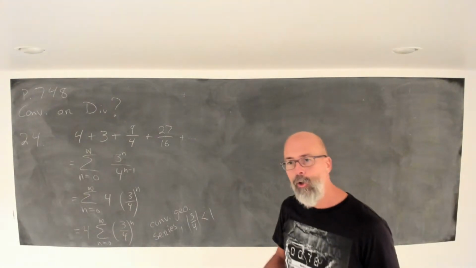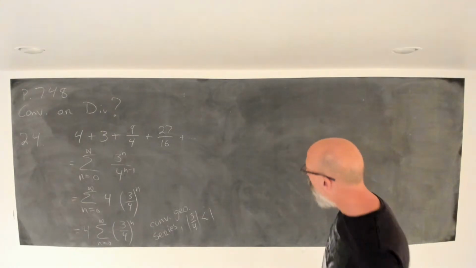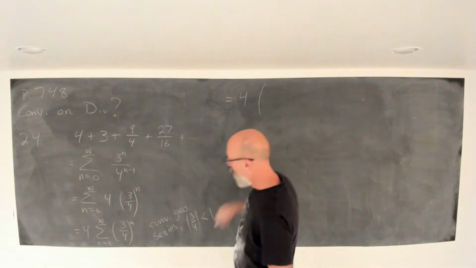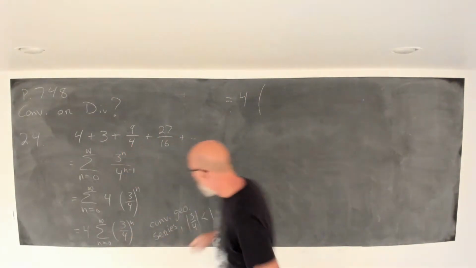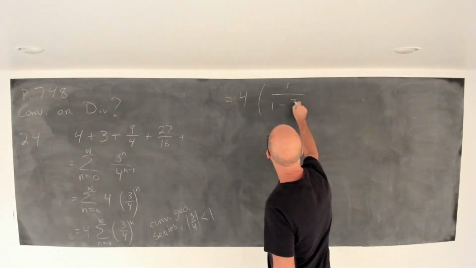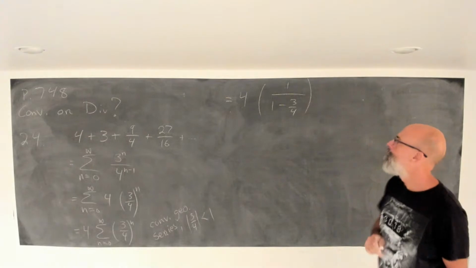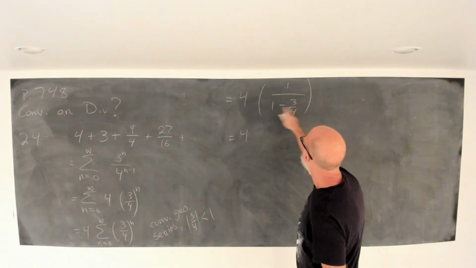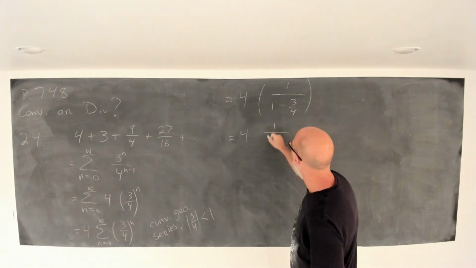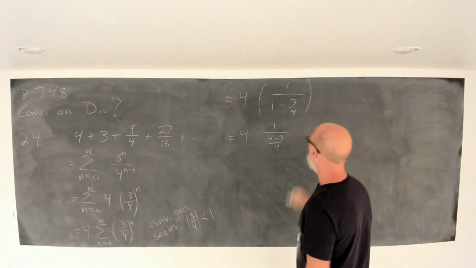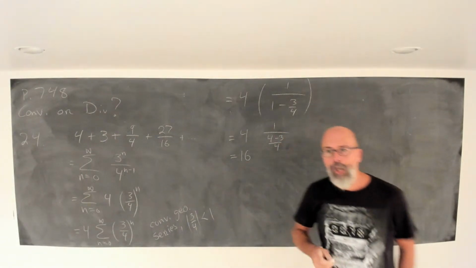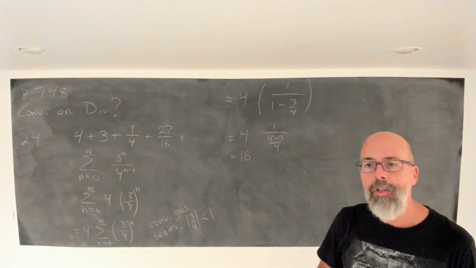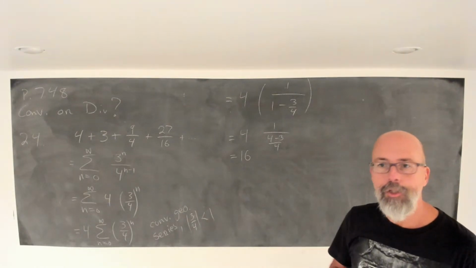Not only does it converge, but we know what it converges to, and that's equally important. What does it converge to? Starting at 0, this converges to 1 over 1 minus 3/4, or 1 over 4 minus 3 over 4, which is, as suggested by Juan, 16. The series converges to 16.